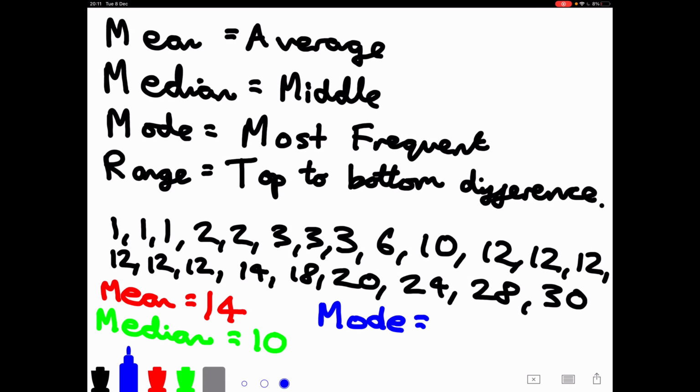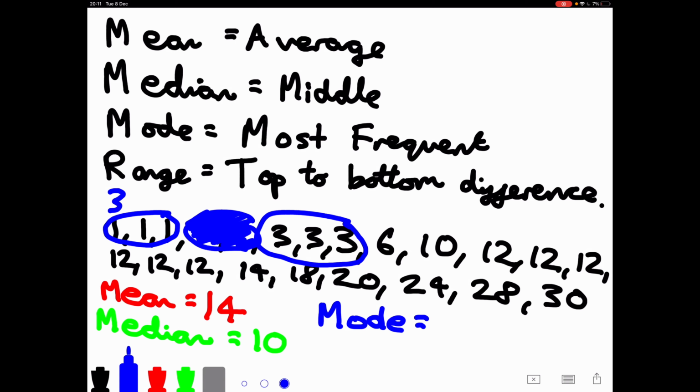As you can see, we have 3 ones, so the best that we have is a group of 3. We have a group of 2 twos, but that's not the most frequent at the moment. Then we have 3 threes, so these are both equal now for the top spot.